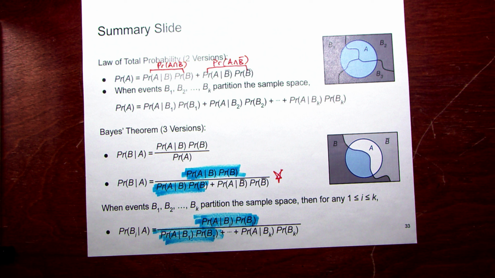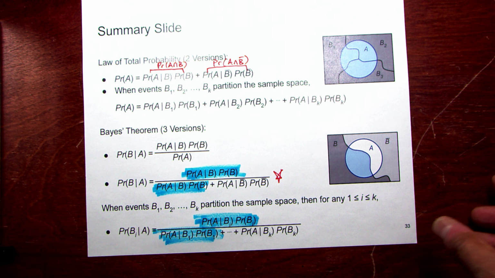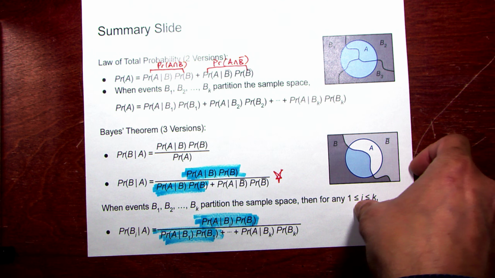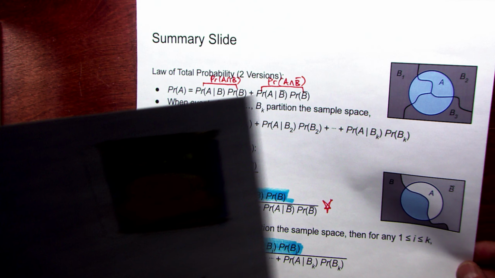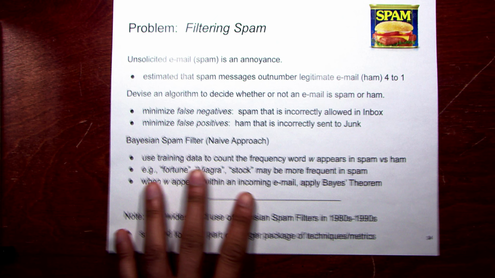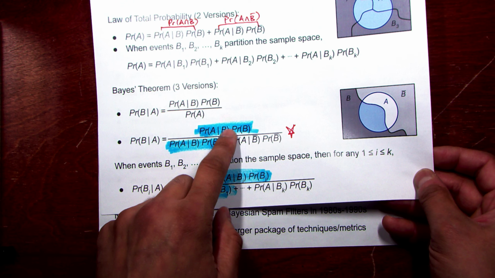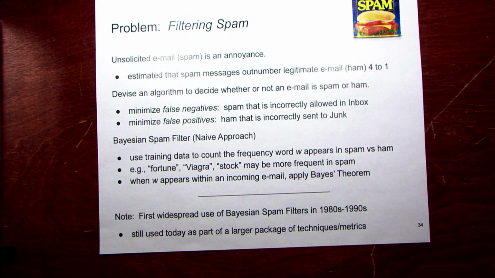I'm going to show you a computing application of Bayes' theorem. It's not the most recent one, but it's still used today in your emailers, and it's spam filtering. Bayesian spam filters. This is a naive approach necessarily because the math gets tougher the more things we put in, but we can handle it with just this version of Bayes' theorem right here.